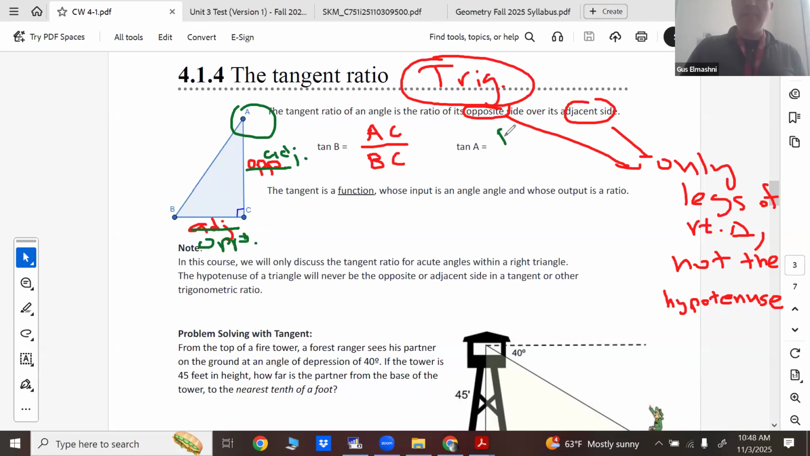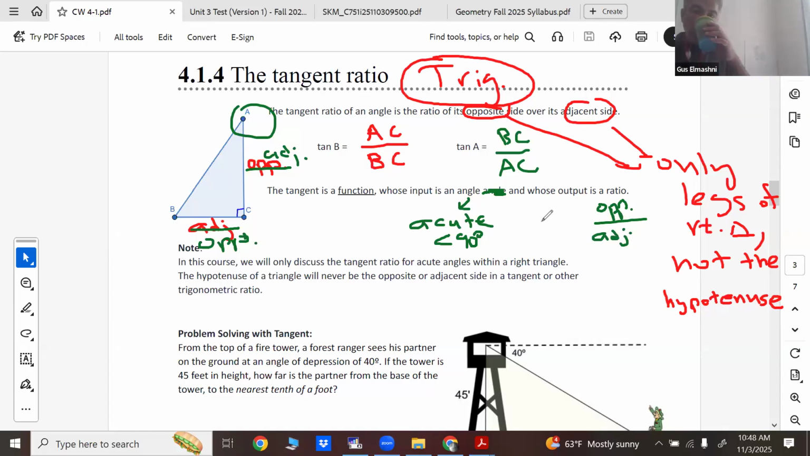So it doesn't matter what angle you're looking at, BC or AC. And you're only going to use an angle, that's a typo there. It has to be acute, which means less than 90 degrees. And the output's a ratio, opposite over adjacent. So this ties closely to slope.